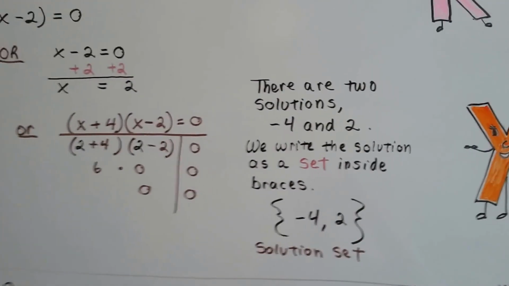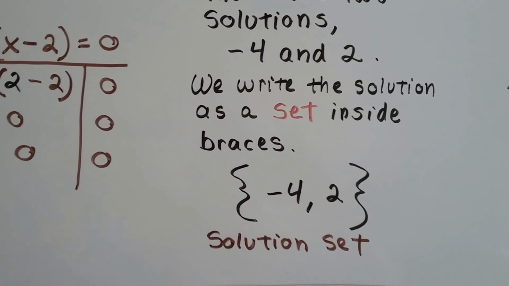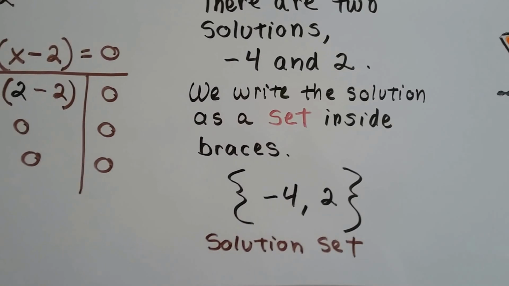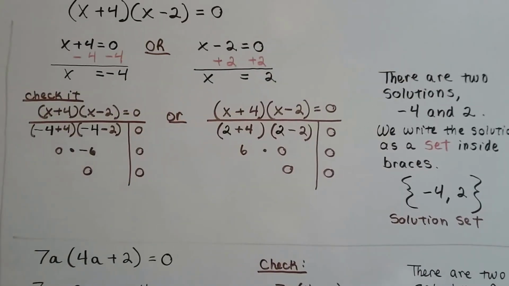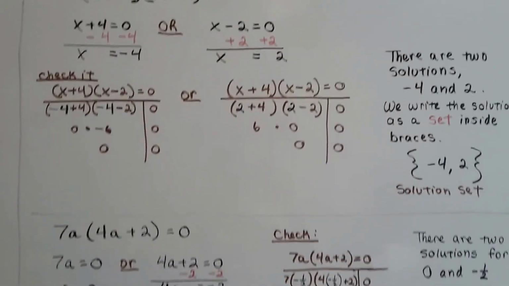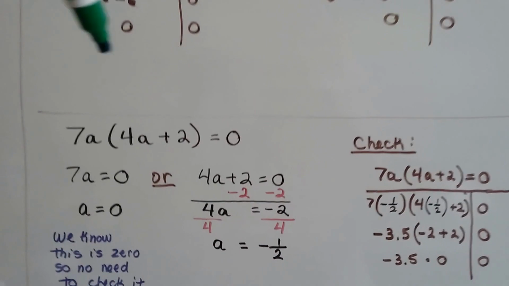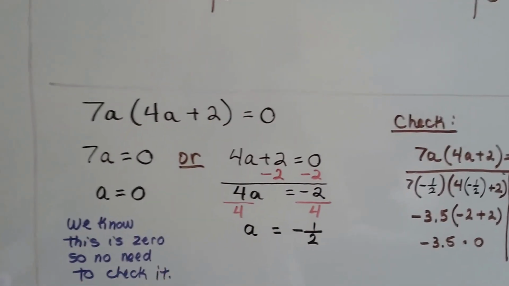And we can write the solution as a set inside of braces. It's called set braces. And our solution set is negative 4, comma, 2. See that? And do you see where I split them up to equal 0? Right down the middle of where they were being multiplied together? Well, that's what we're going to do to this one. We're going to split it right here between the 7a and the parentheses.